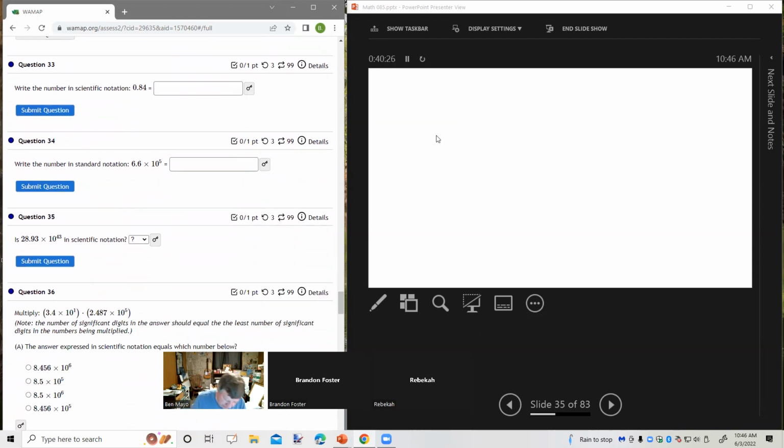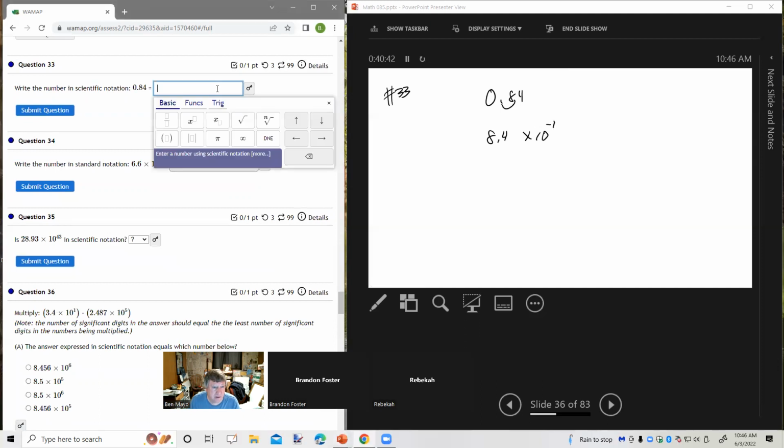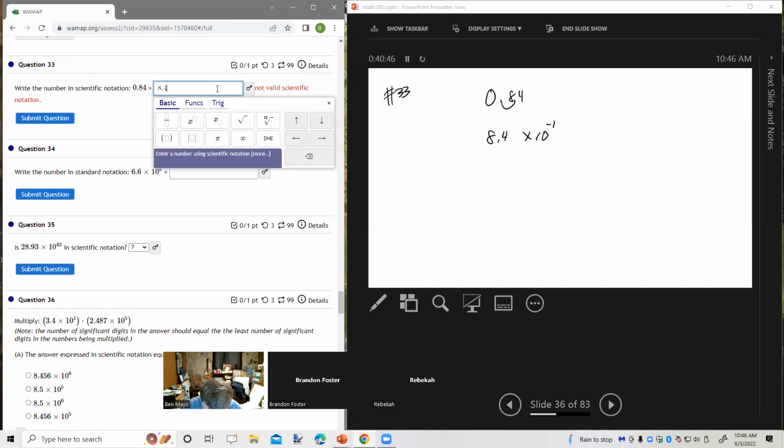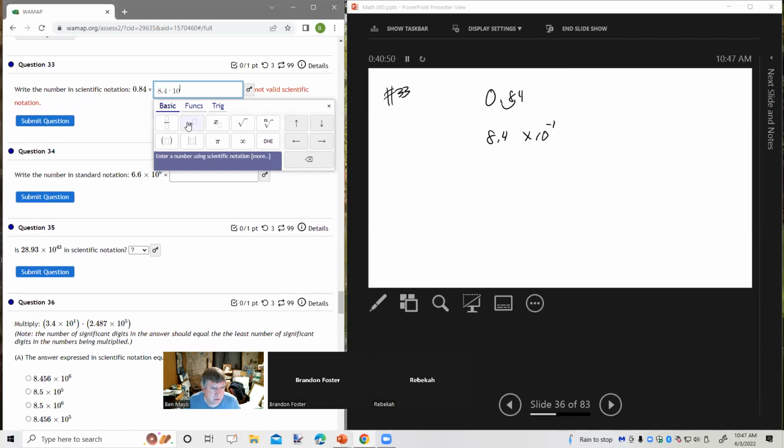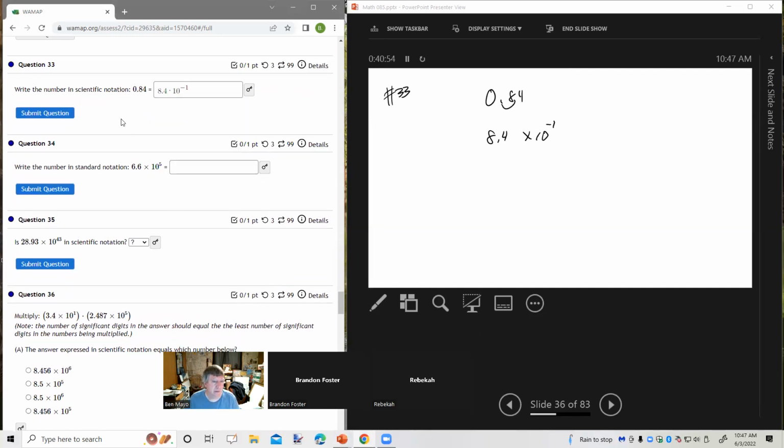Number 33. Write the number in scientific notation, 0.84. So that would be 8.4 times 10 to the -1 power, since we had to move the decimal point one place to the right. So 8.4 times 10 to the -1 power.